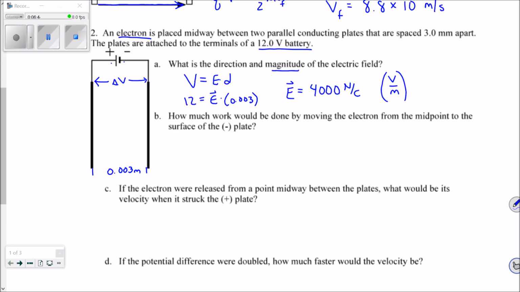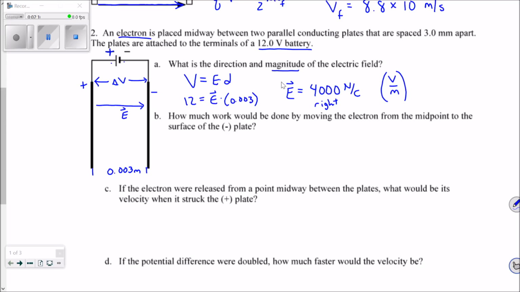The direction is going to be where a positive would go. Here I have a positive plate because it's connected to the positive end of my battery, which means I have a negative here. A positive charge placed in between these two plates would be repelled by the positive plate and attracted to the negative. So that right there is the direction of my electric field. So perhaps in my answer I can include the word right as it pertains to my picture. I could say toward the negative plate.